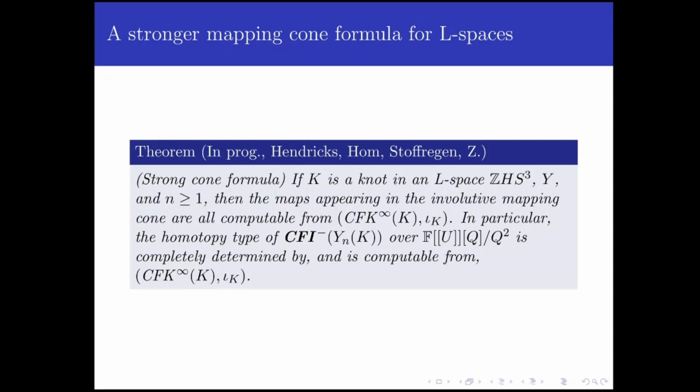If we have a knot in, let's say, S3, and you take a positive integral surgery coefficient, then the maps appearing in the involutive mapping cone are all computable completely from CFK infinity and the knot involution. And in particular, this homotopy type CFI minus of Y_n(K), the homotopy type over the ring F adjoin U, Q mod Q squared, is completely determined from CFK infinity and iota K, and we give a fairly simple algorithm for determining it.